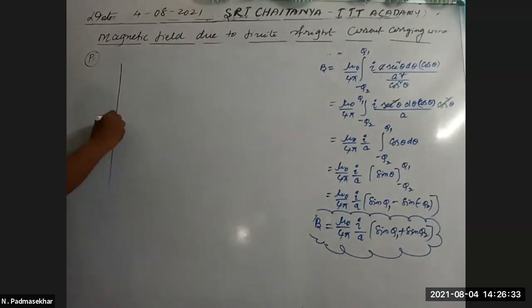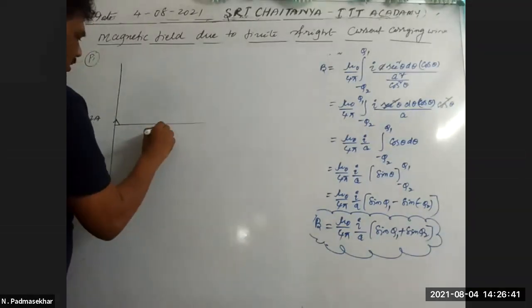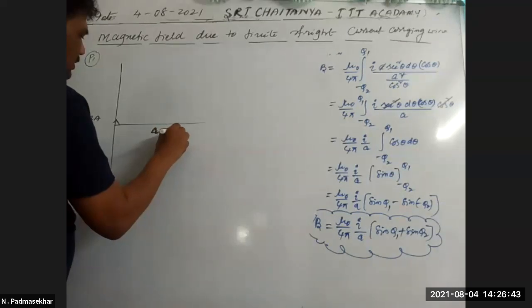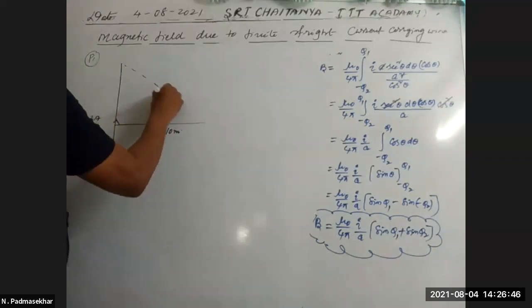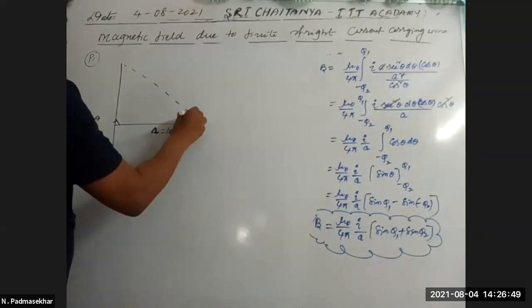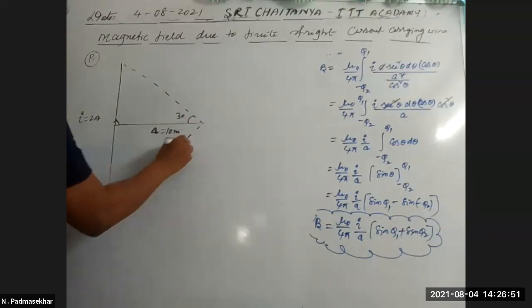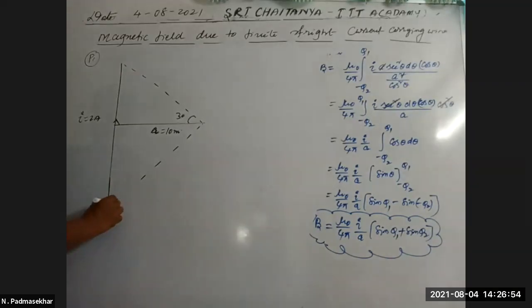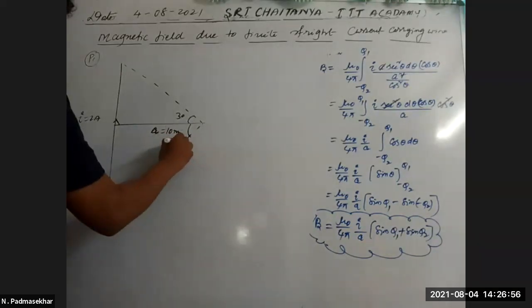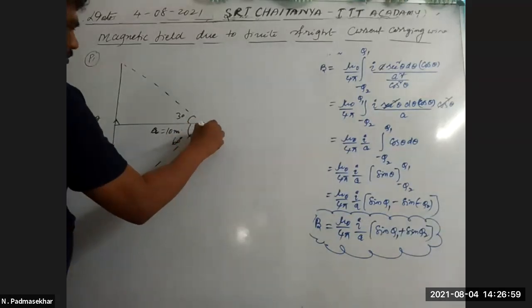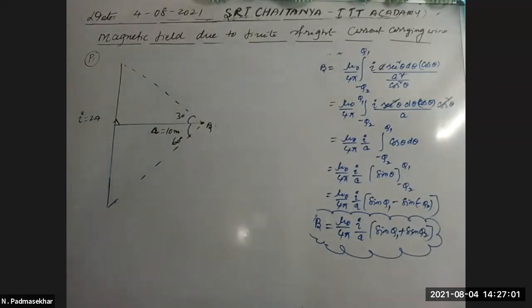Suppose this is the current carrying conductor. The current I is equal to 2 amperes, and it is at a distance a is equal to 10 meters. This angle is 30 degrees, and this angle is 60 degrees. So find the magnetic field at B.